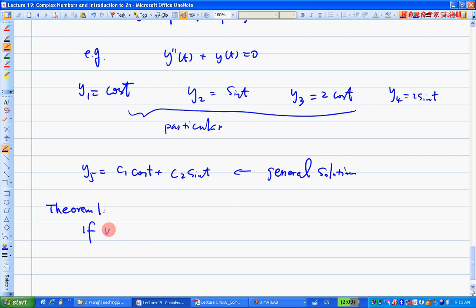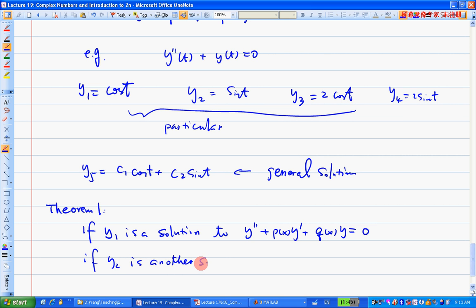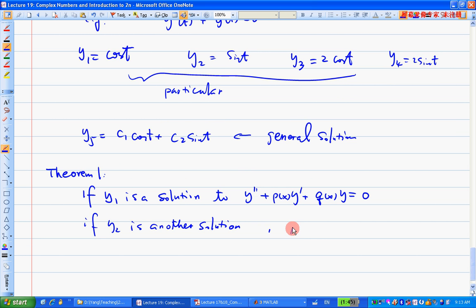So the first theorem is: if y1 is a solution to y double prime plus p(x)y prime plus q(x)y equal to 0, homogeneous, and if y2 is another solution, so y1 and y2 are both solutions to this one, then theorem number 1 says that c1y1 plus c2y2 is also a solution.